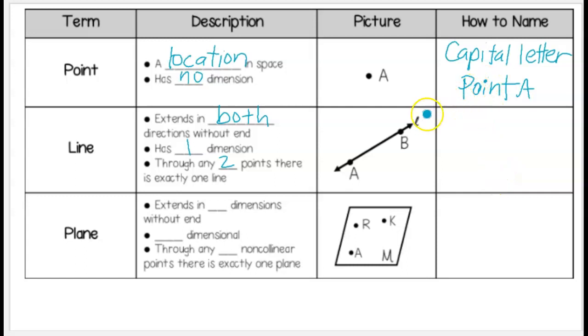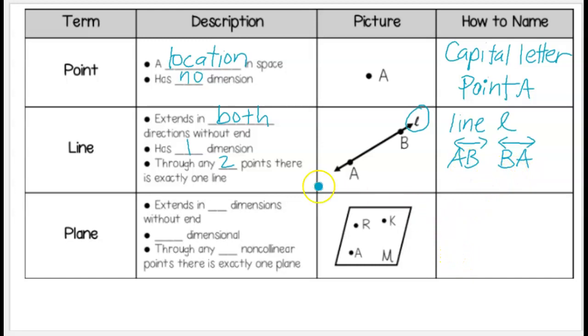Now, there are a couple ways to name this line. We have our letter in lowercase next to the line. This is line L. We also can name the line based on these points. And I could call this line AB, with the symbol on top with arrows, or this could also be called line BA, symbol on top with arrows. Order does not matter, just choose 2 points.